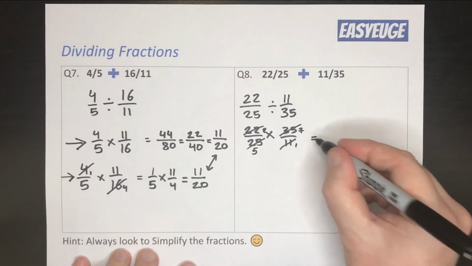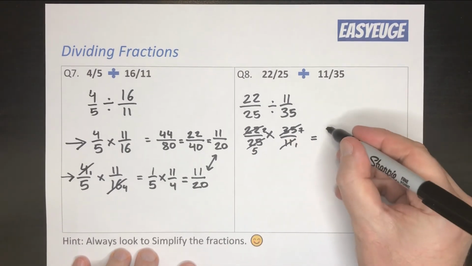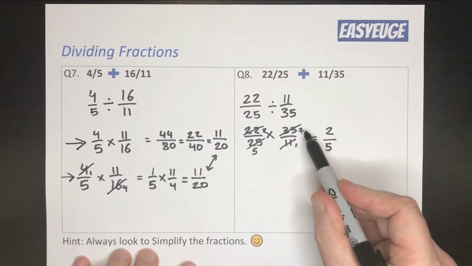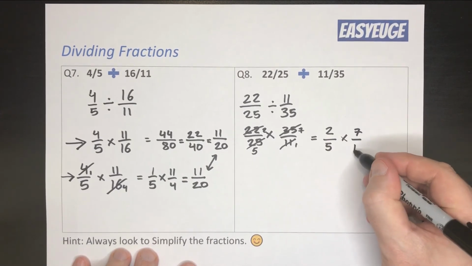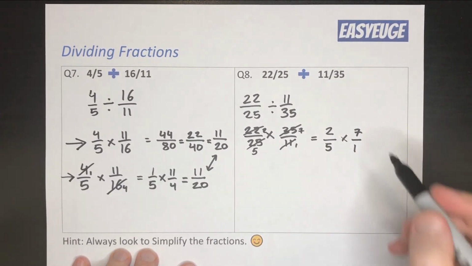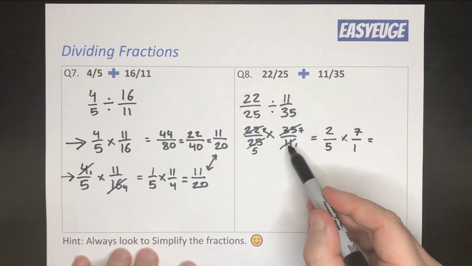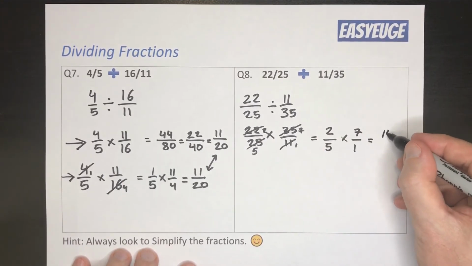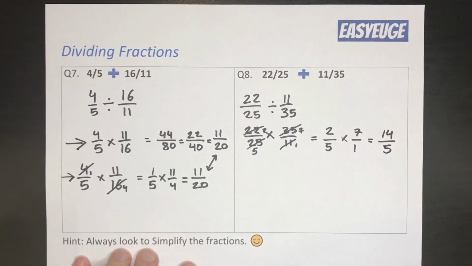Now let's write that again because it's starting to look a bit messy. We had a 2 up here, we had a 5 on the bottom, and then we had a 7 on the top, and then we had a 1 on the bottom. And we simply go straight ahead and multiply. This is a lot more friendly than trying to multiply by these huge numbers. 2 times 7 is 14. 5 ones are 5. And the answer is 14 over 5.